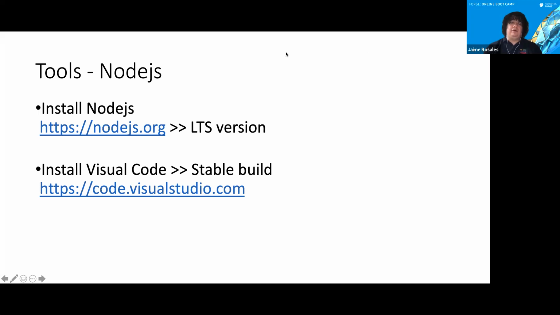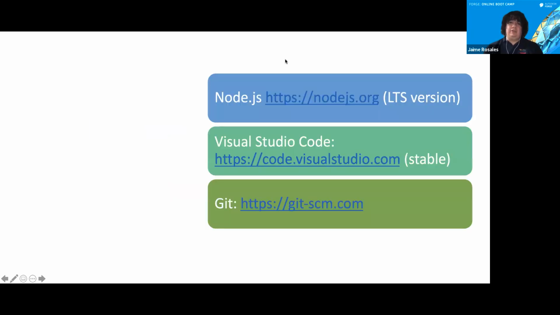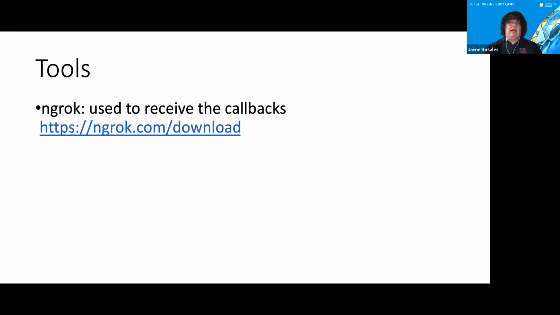Okay, so let's keep going. Like I said, Node.js, Visual Studio, and Git are always something good to have. And also, we're going to be using this tool called ngrok. Basically, when we run our localhost, it's not connected to the web, and we need something in order to give us back a callback. So for that matter, we're going to be using this ngrok.com ngrok tool. I will show you in a bit about this tool, so just bear with me.